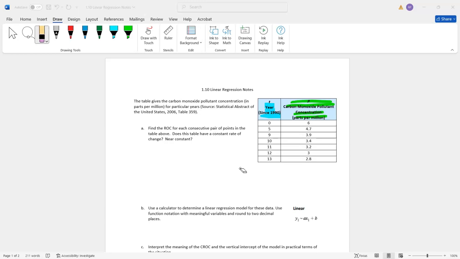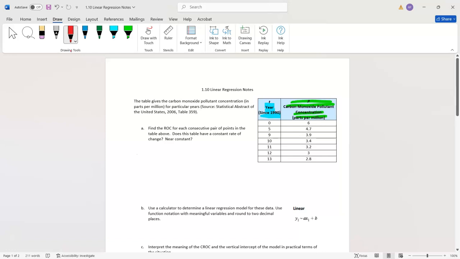But we first have to decide whether there's a linear relationship with these points. We can't just take the first to the last; we have to look at all of them. Again, the definition of linear is that we have a rate of change that's constant through all the data points.